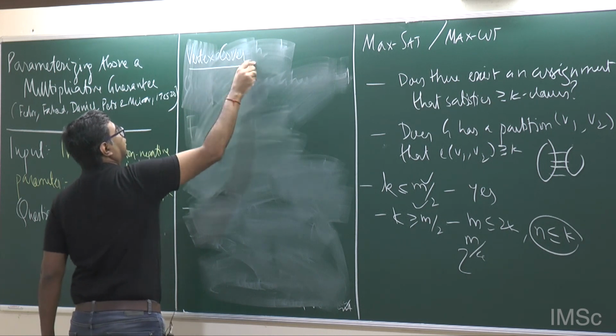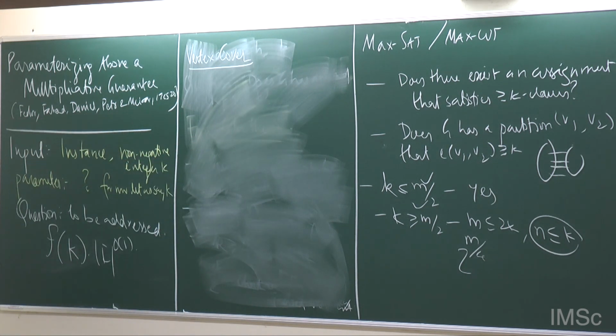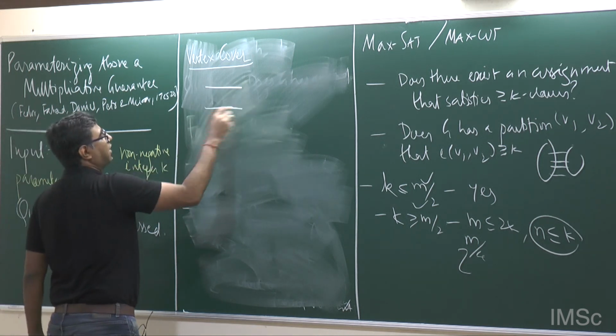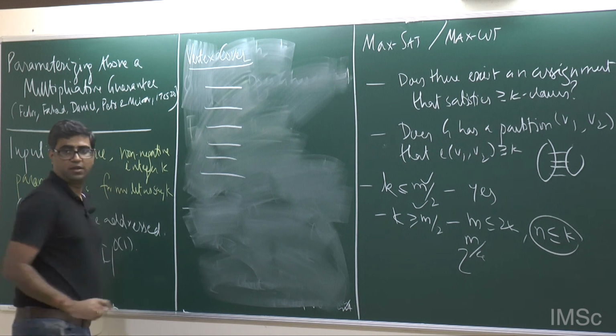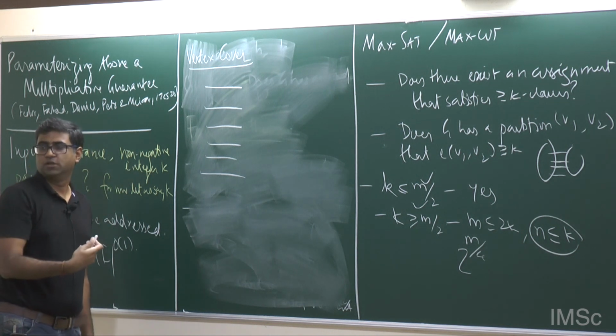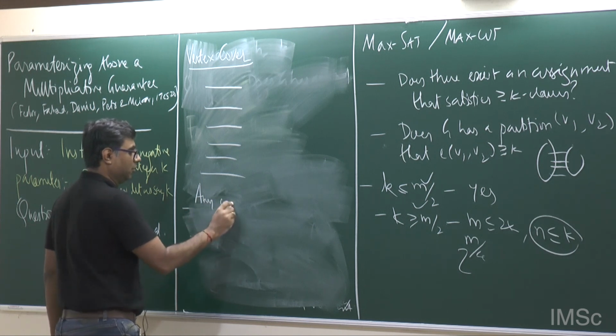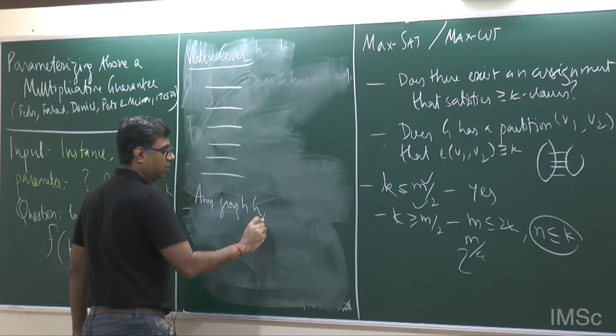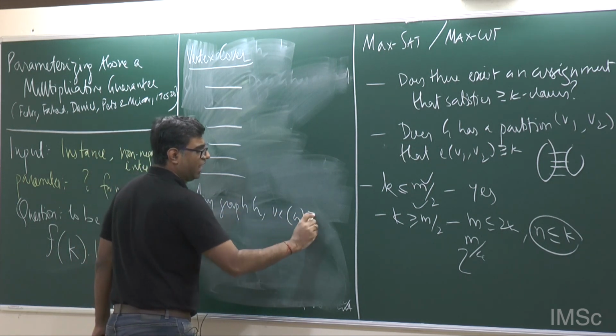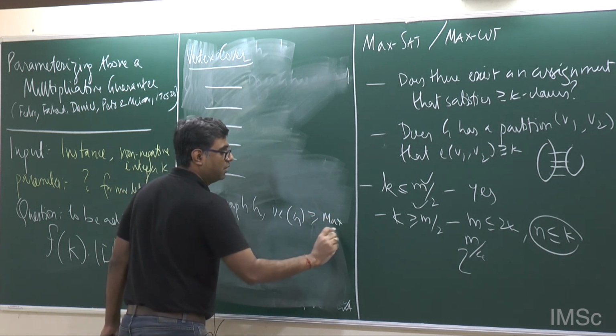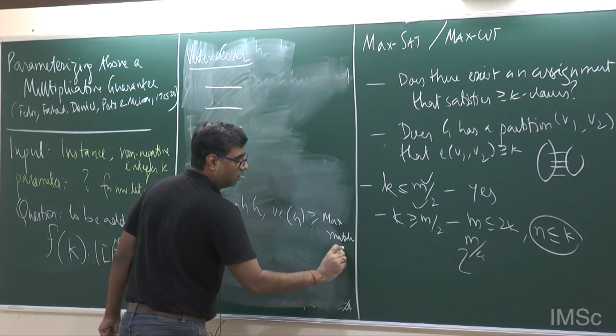Vertex cover, right? Now, if you have looked at the factor 2 approximation for vertex cover, what does it do? It finds a maximal matching, right, and takes both endpoints. So clearly, for any graph G, vertex cover of G has to be at least maximum matching of G, right?